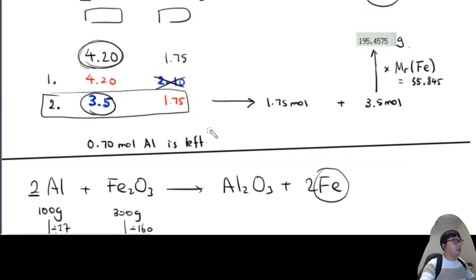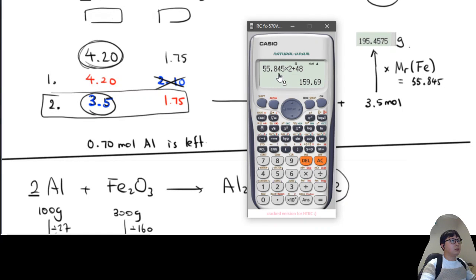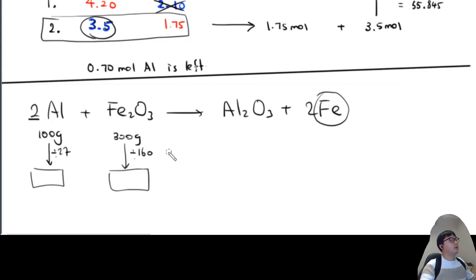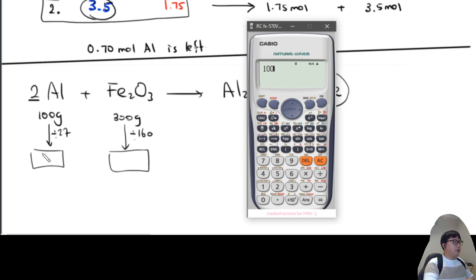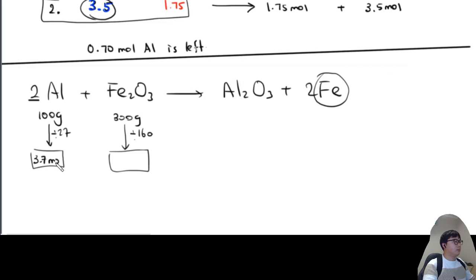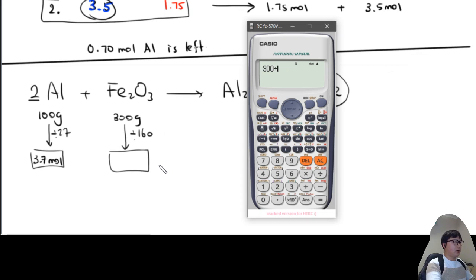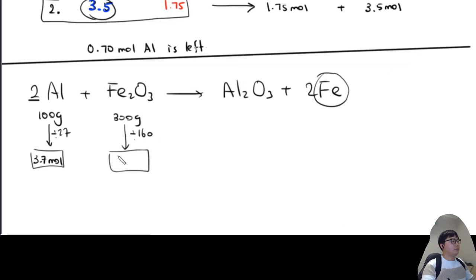Yeah, it'll be 159.7. But if you round it up to that, it's 160, that's right. Okay, so it'll be 100 divided by 27, then it gives you 3.7 mole, and 300 divided by 160, that gives you 1.875.